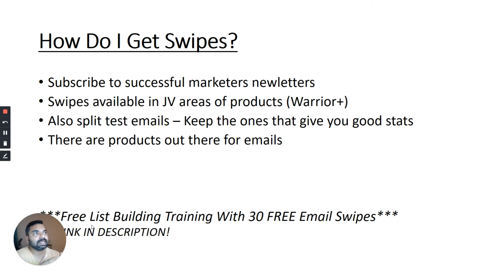Also, when you're split testing emails, keep the ones that are giving you good stats. For example, you have an autoresponder series. After 20-25 emails, there are some emails giving you 10 to 15% open rates. Move those emails to the top. That's the way to build a good autoresponder over time.